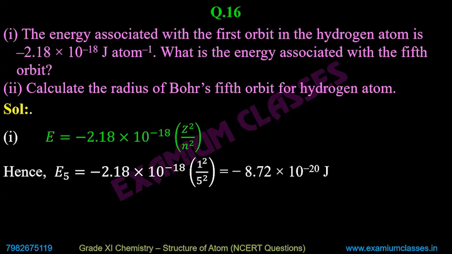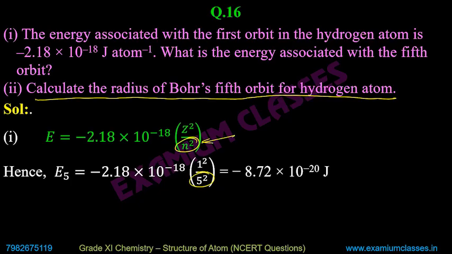Next part. Calculate the radius of Bohr's fifth orbit for the hydrogen atom. In this case, remember, we have used 5. I was explaining the Rydberg constant, that's why I said 1. Don't get confused that here I would put 1. Here it is 5. Calculate the radius of Bohr's fifth orbit for the hydrogen atom.